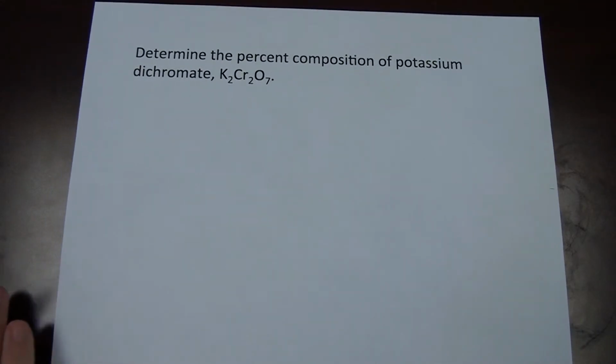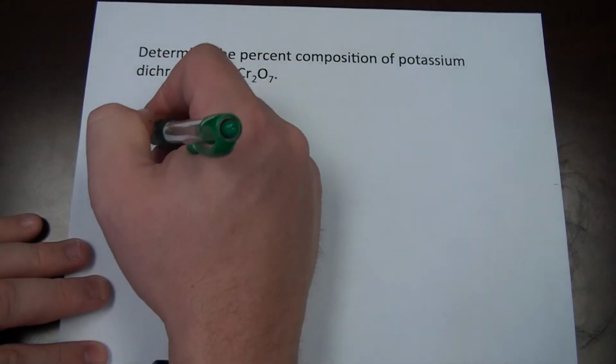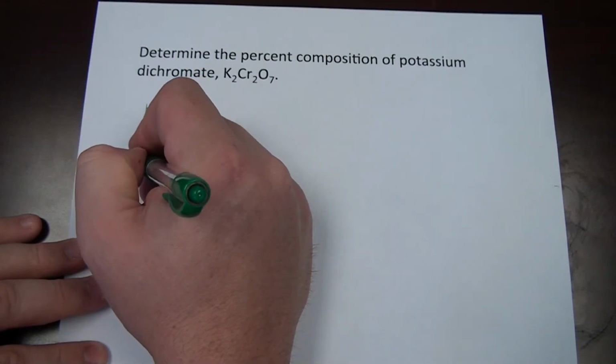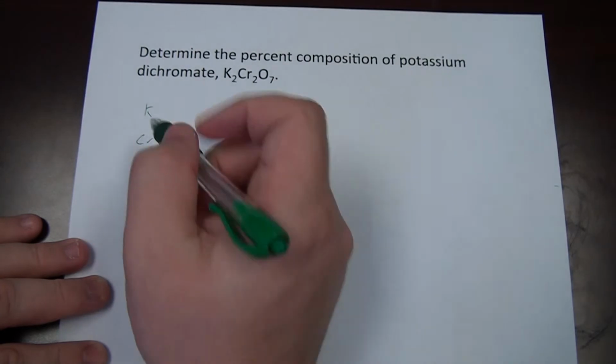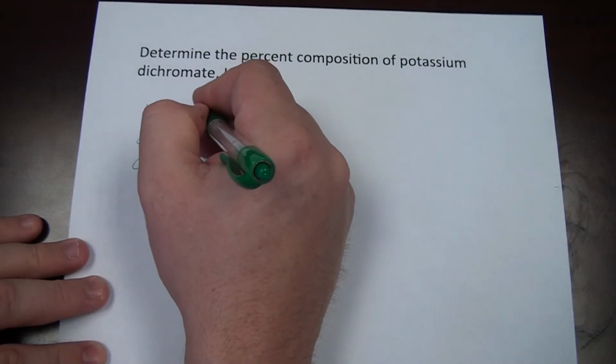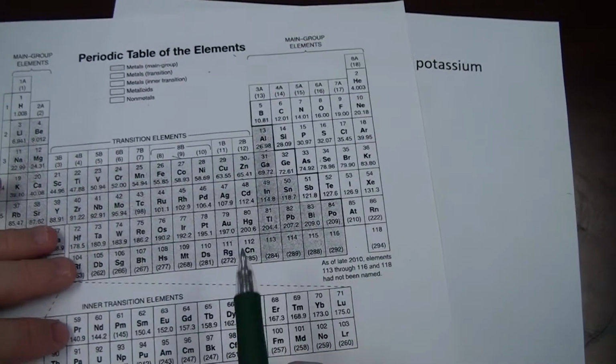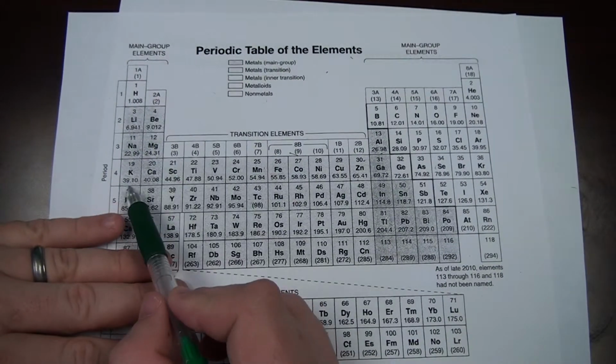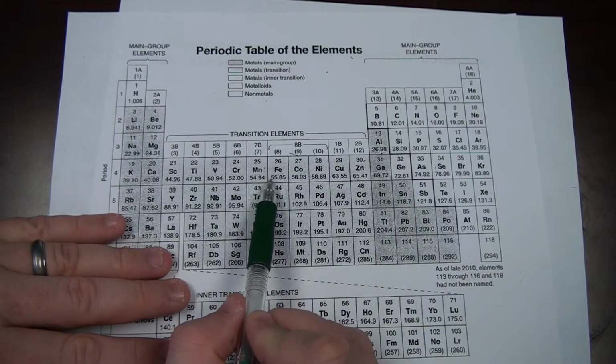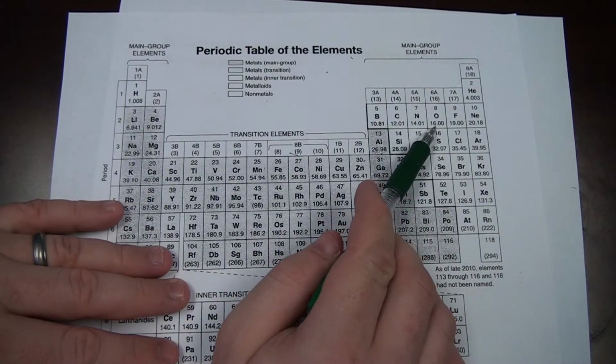Let's do another one of those. Let's do the percent composition of potassium dichromate. So we're going to look at each element and do the percent composition of each one of those. The atoms that are present: potassium, chromium, and oxygen. There's 2 potassiums, 2 chromiums, 7 oxygens. From the periodic table, potassium has a mass of 39.10, chromium 52.00, and oxygen 16.00.